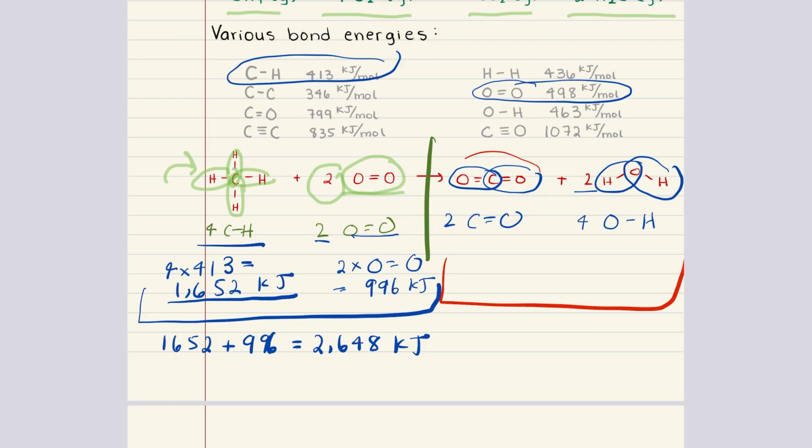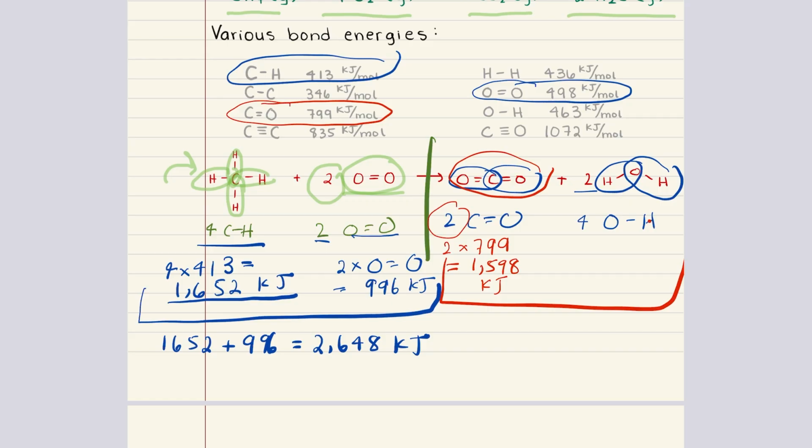Now, what about the bonds formed? So we're going to form 2 carbon-oxygen double bonds. A carbon-oxygen double bond is going to release 799 kilojoules per mole. So for 2 of these, it's going to be 2 times 799. This is going to be equal to 1,598 kilojoules.